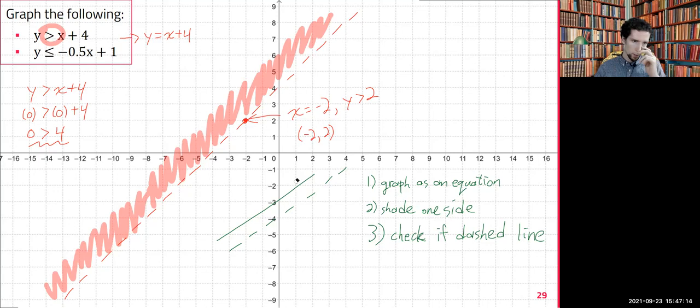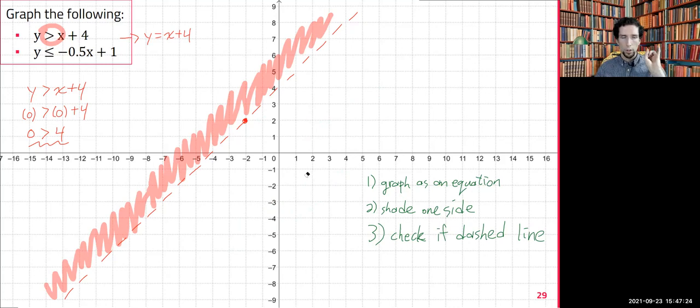All right, there's our dashed line. Not super pretty there, but it works. So we imagined that it was an equation and we drew that line. Second, we shaded one side of it by testing a point to figure out which side to shade. And third, we checked if it's a dashed line just by looking at the sign. Here it was a strictly greater than, so that tells us that it's a dashed line, not a greater than or equal.